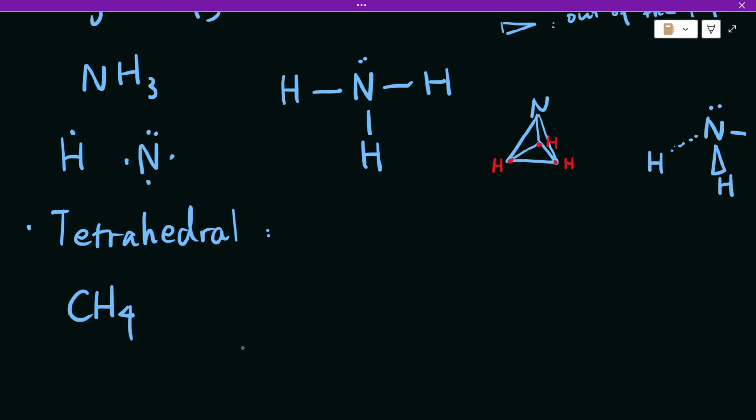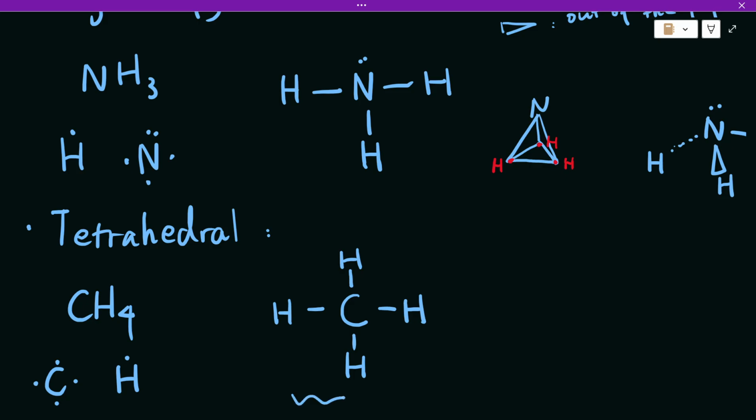So for this molecule, the carbon has 4 valence electrons and the hydrogen has 1. Therefore, the carbon will be placed in the middle as the central atom, and the 4 hydrogens will each form a single bond with the carbon. So this would be the Lewis structural diagram. Now we want to think about the shape of this.